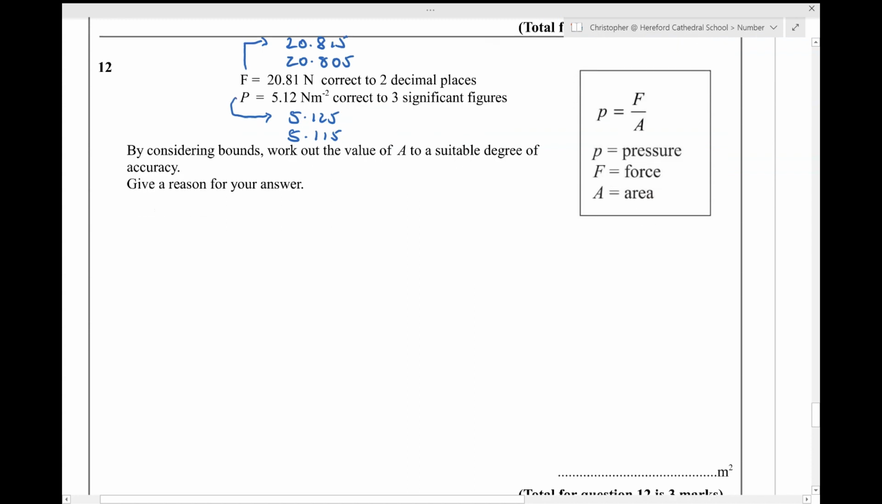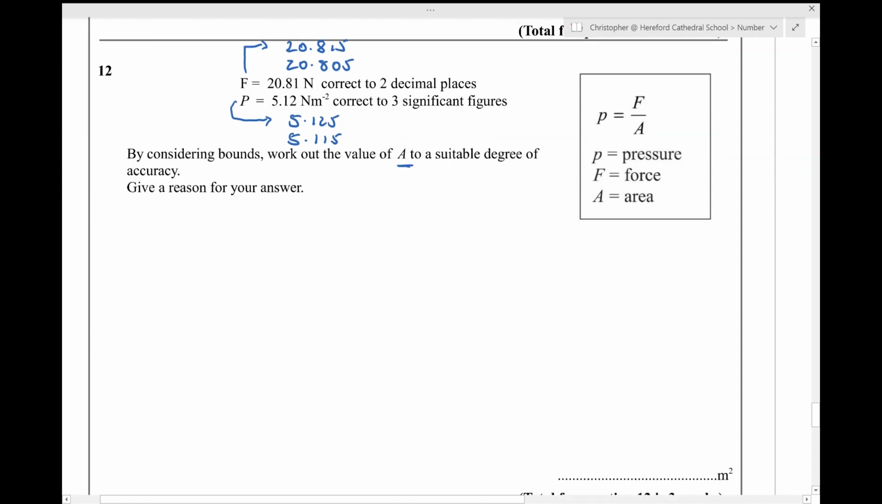Okay, by considering bounds, work out the value of a to a suitable degree of accuracy. Work out the value of a. Look at that. They haven't given us a formula with a as the subject. So let's take that formula they've given us and let's rearrange it to make a the subject. So a is going to be f over p. I like to throw in an extra trick there. So I'm going to use the formula a equals the value of f divided by the value of p.